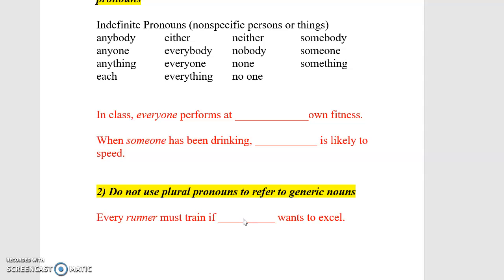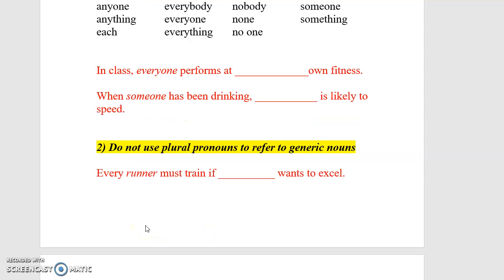In your essay, if you were writing about the men's cross-country team, then you could just use the he pronoun here because it's understood that runner is referring to male. But in this generic sentence, every runner must train if he or she wants to excel. We need to say he or she because we don't know the gender.